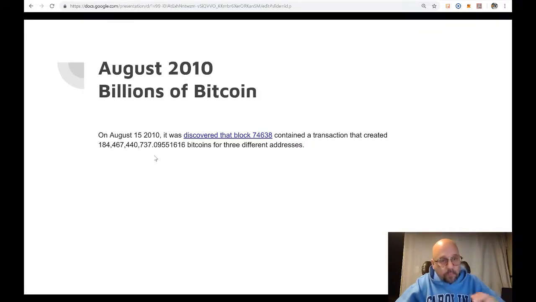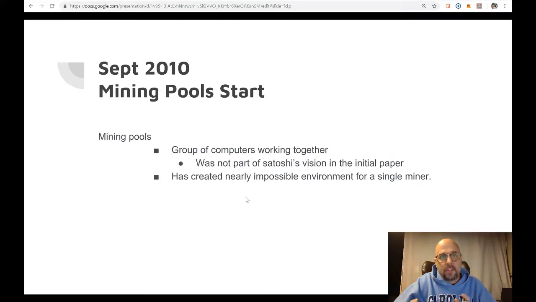Now, another thing of note, though, is that just 1 month after this incident, that was when Bitcoin mining pools started. And I don't think Satoshi really had mining pools in mind whenever he wrote the white paper.